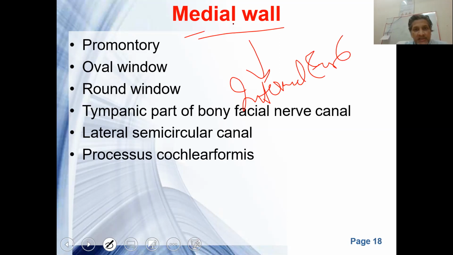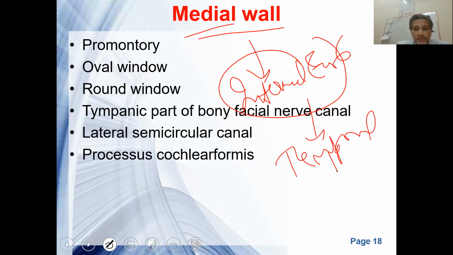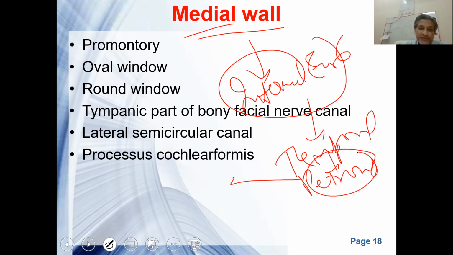All of the middle ear and the internal ear lie in the temporal bone. The deepest part of the temporal bone is the petrous part. Inflammation of the petrous part is called petrositis. So you can have external ear inflammation, or middle ear inflammation, which is called otitis media. Outer ear inflammation is called otitis externa, and internal ear inflammation is called labyrinthitis.